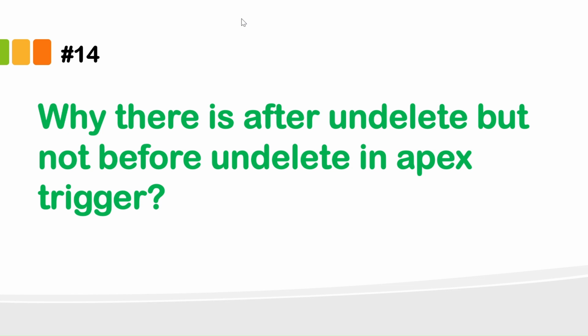So the next question is, why is there after undelete but not before undelete in Apex trigger? So the answer is, because there will be no record available in the before undelete event to update. But in the after undelete event, you will have a record to update. For example, let's say we have a custom object called Project with a field called Status. We want to update the Status field to Active whenever a project is restored from the recycle bin. In before undelete, the record is still in the recycle bin and we can't access it until it's been restored. So in after undelete, we have a record to work with and we can update it as needed.